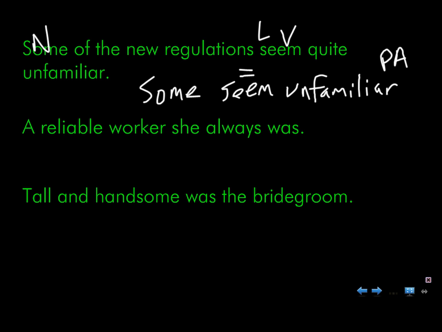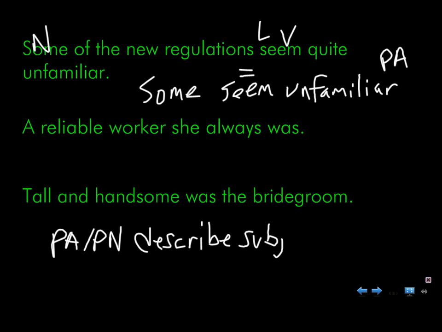Predicate adjectives and predicate nominatives both basically do the same thing in only very slightly different ways. They describe subjects. Describe by renaming, describe by adding an adjective. That's a slight difference, but they both describe subjects. They both tell me about subjects. So if I say the monkey ball is bouncy, what's my subject? Monkey ball, if it's compound. What's my verb? And what is bouncy? Predicate adjective or nominative? Predicate adjective.